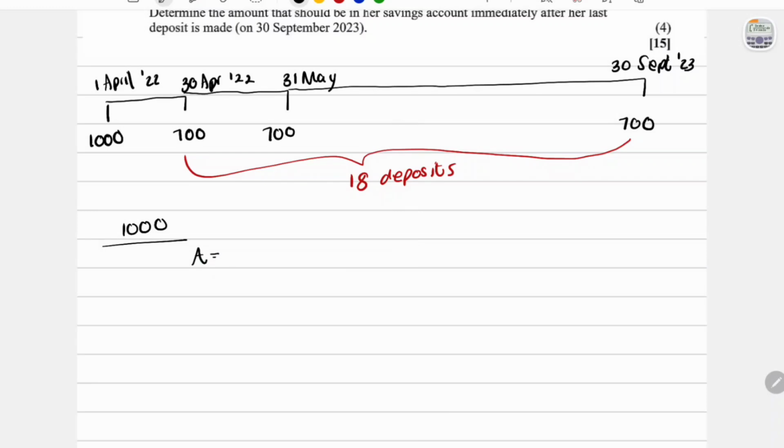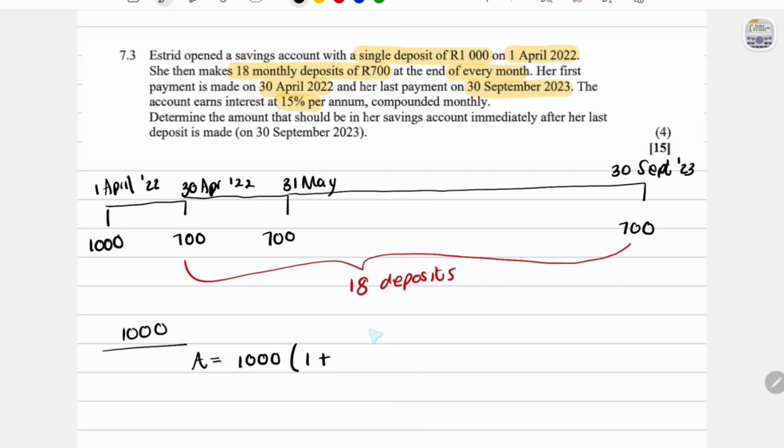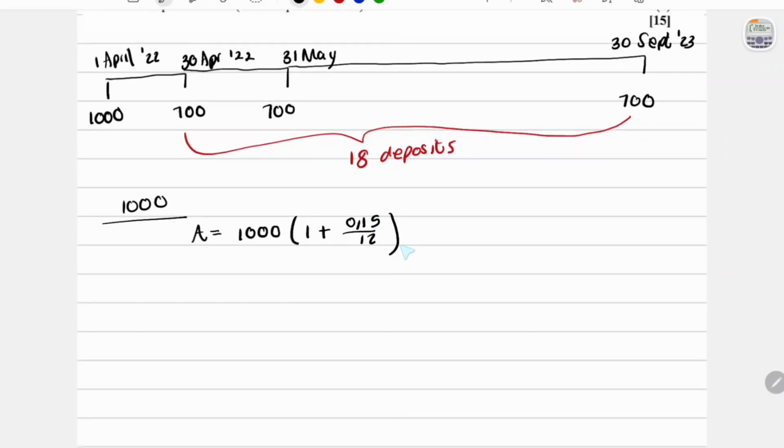So that is A is equal to P, of course. Now the principal amount is the amount you invest. That will be the 1,000. That's how much she invested initially. We're going to grow that amount, of course. And it's 1 plus our interest rate. They already told us that. It is 15%, so 0.15 compounded monthly over 12, raised to the power of, and remember, how long does this 1,000 Rand stay in this account? It stays for 18 months. So it goes to the power of 18. So we'll calculate that one separately and then the other one separately as well.